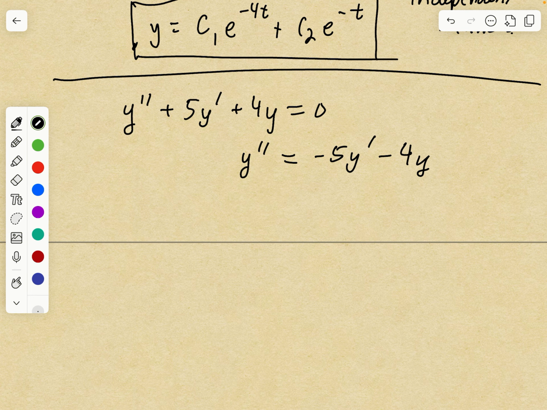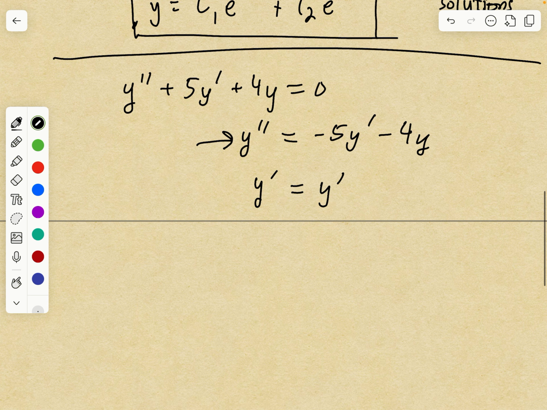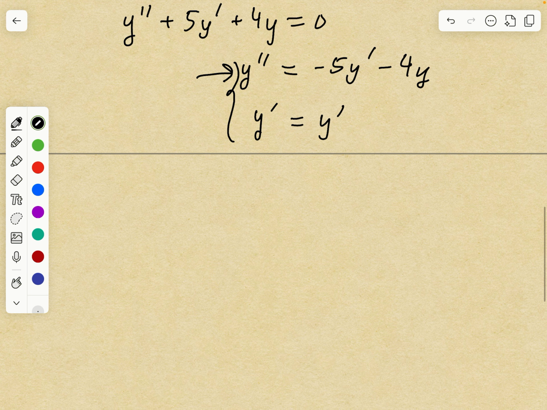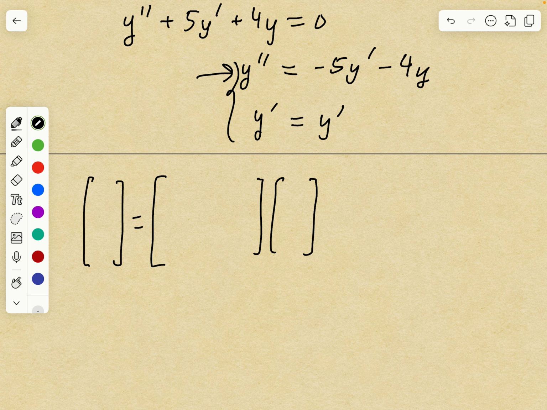Now I can actually write this. This is the same as the original equation, I'm just writing it a different way. And I also know, of course, that y prime is equal to y prime. That doesn't change anything. So I have these two equations here, and I can write this as a matrix vector equation, with y double prime here and y prime here, and y prime and y.